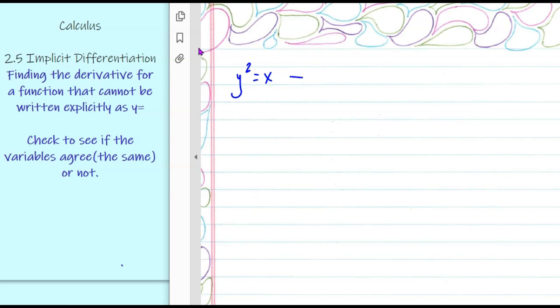So in this case, the graph is not a function. In that case, we can still find a derivative, but we have to find it implicitly instead of explicitly. I'm going to show you some examples and then show you how to work that.